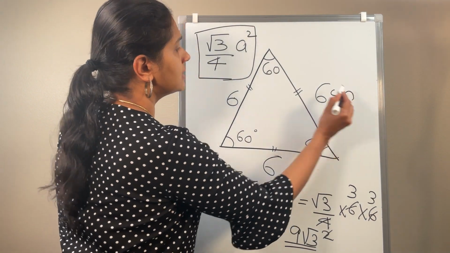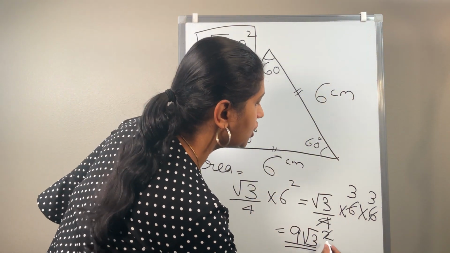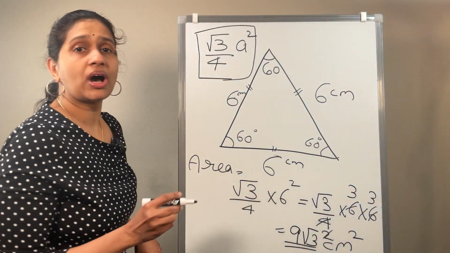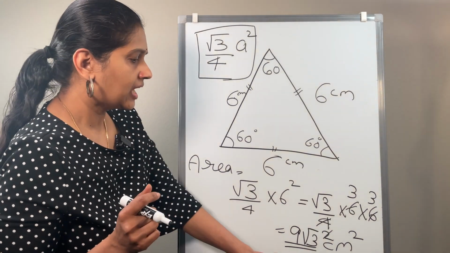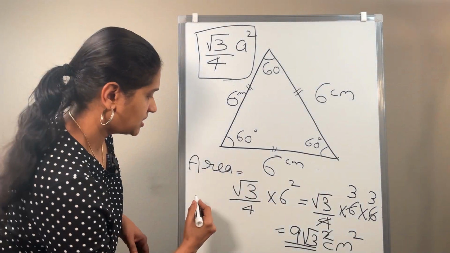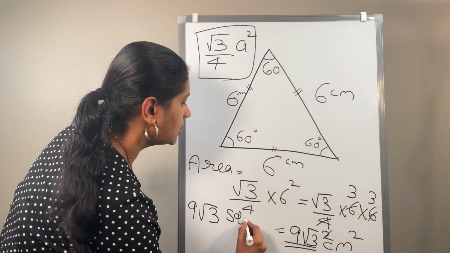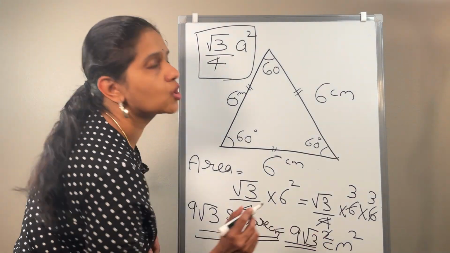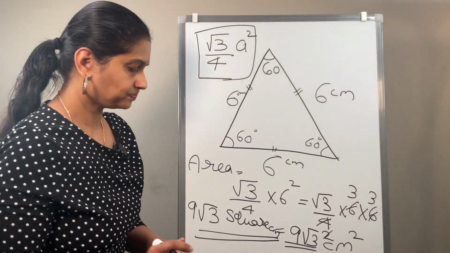And if you are given, say, 6 centimeter, for example, the area will be 9 root 3 centimeter square or square centimeter. Both are one and the same. 9 root 3 centimeter square, or you can write 9 root 3 square centimeter, like this also. Both are one and the same.